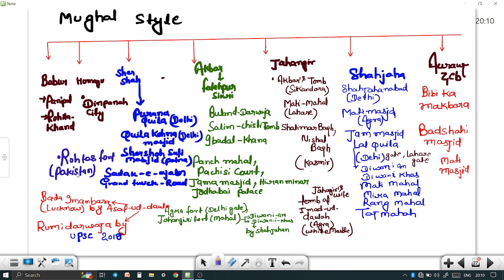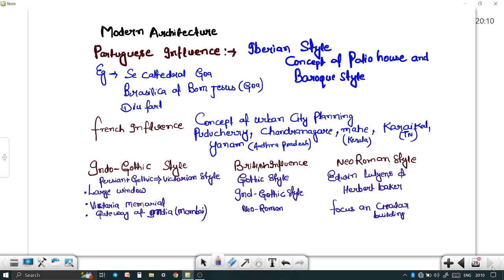Now the next one is modern architecture. So yes, modern architecture: the introduction of modern architecture, construction and planning occurred after the arrival of the British into India. The main aim of this architecture was to house their organization, their people, and whatever was necessary to control a big empire like India. So we'll see different influences.